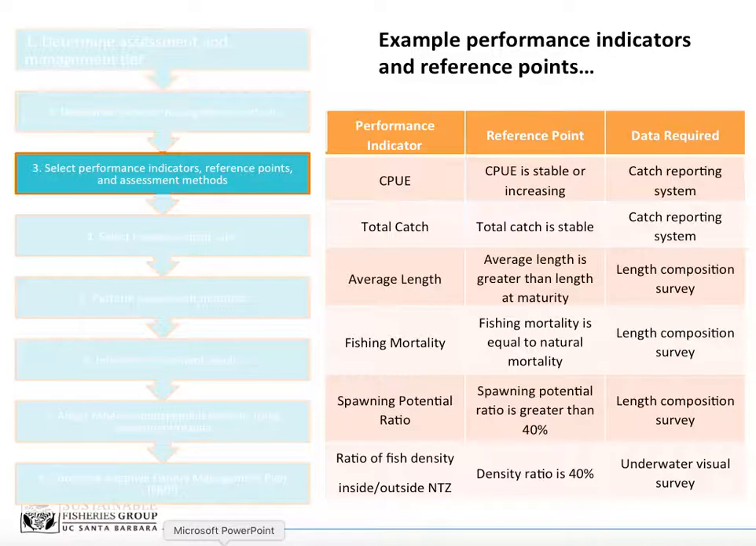Here are some example indicators and reference points from the AFAM toolkit. We'll go over all these in detail a little bit later on. I just want to highlight that these come from three major data sources. Some sort of catch reporting system, which monitors catch or catch and effort, a length composition survey, which measures the lengths of individual fish, and an underwater visual survey, which counts fish underwater.